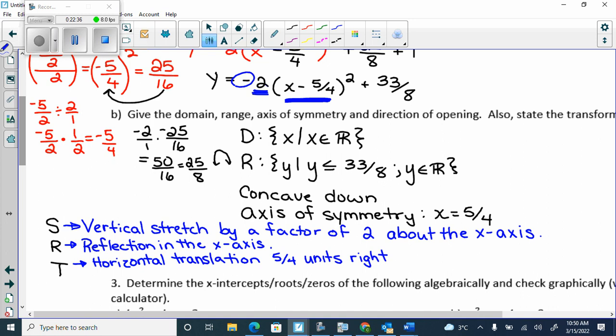What do you think the other one is? Not a horizontal, but a vertical translation. 33/8, up or down? It's up. Because remember the Q, you just take what it is. The P, you take the opposite of. So it would be a vertical translation, 33/8 units up.